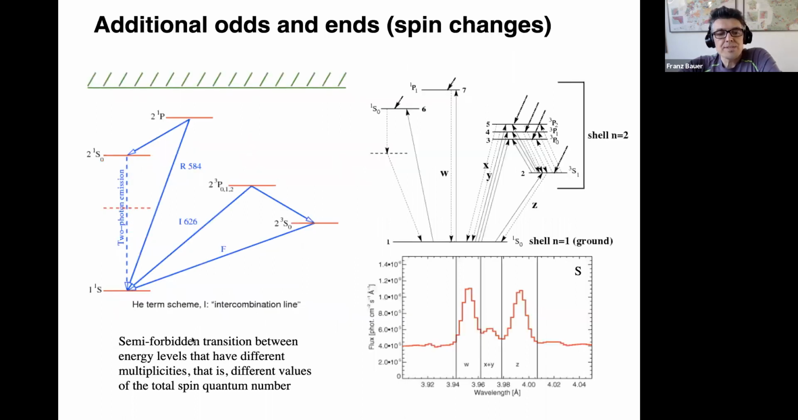You can also have some of the semi-forbidden transitions, where the spin changes. So you have a transition between an energy level which has a different multiplicity and a different value of the total spin number. You can get a transition from, say, the 3p 0, 1, or 2 state to the 3s0 state, or likewise the 1p state to the 1s0 state. This is an example of helium, which is the most common form of this.